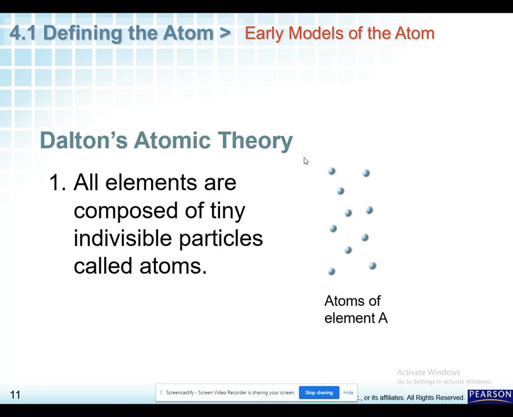So his atomic theory that he came up with had 4 parts. The first part said all elements are composed of tiny, indivisible particles called atoms. So he said you couldn't divide them. We're going to learn later that this part of his theory was proved incorrect.